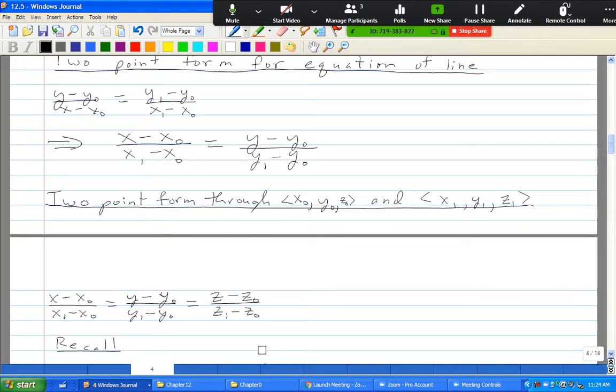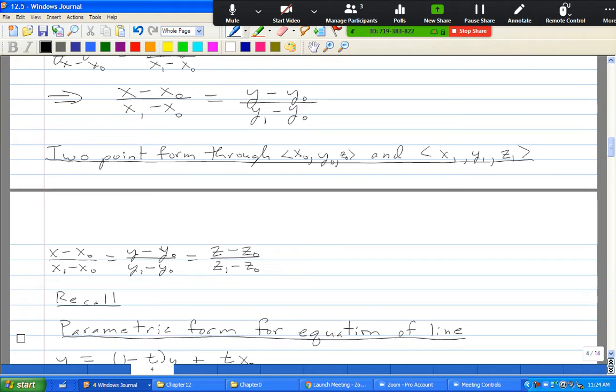And so, analogously, we have the 2-point form for the equation of a line in 3 dimensions. Suppose you have some point (x0, y0, z0) and another point (x1, y1, z1). Then you can write the equation of a line in the form x minus x0 over x1 minus x0 equaling y minus y0 over y1 minus y0 equaling z minus z0 over z1 minus z0. And again, this means that pairwise they're equal.